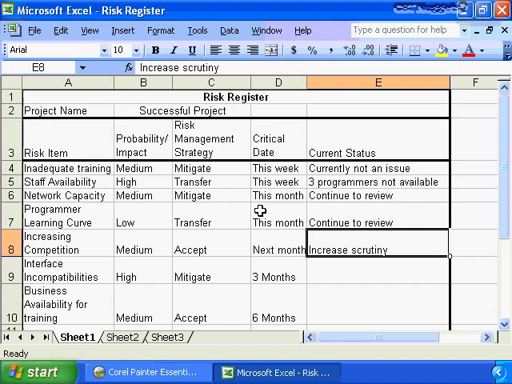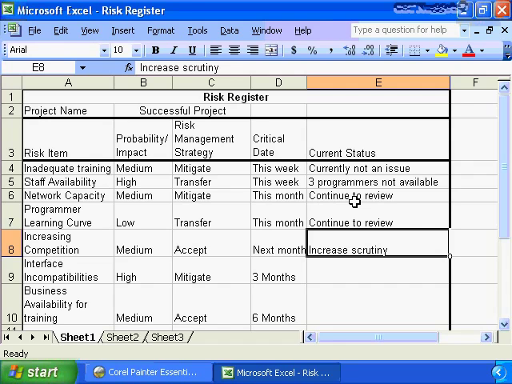Then we're looking at the ones in the near scope. The network capacity, continue to review. It's a medium, we're going to mitigate it, and sometime this month we're going to have to take action on this risk. As well, the programmer learning curve is a low, so we're not going to watch that one as diligently, but again, sometime this month we're going to have to deal with whether we have a programmer learning curve or not, and in both of these instances we're continuing to review the situation.